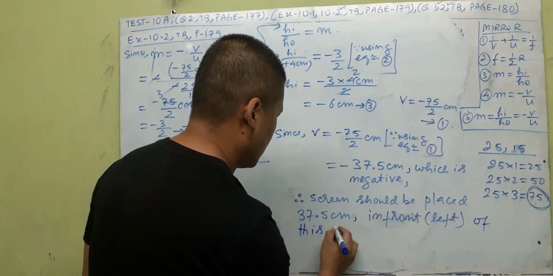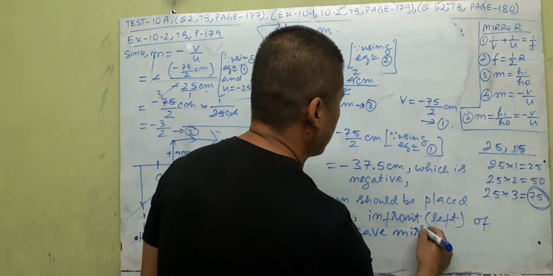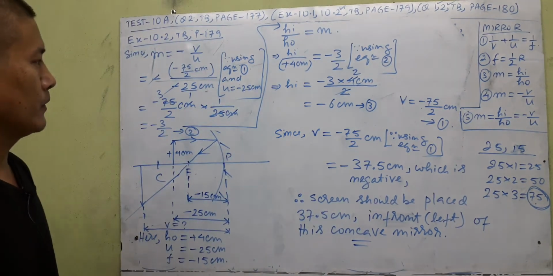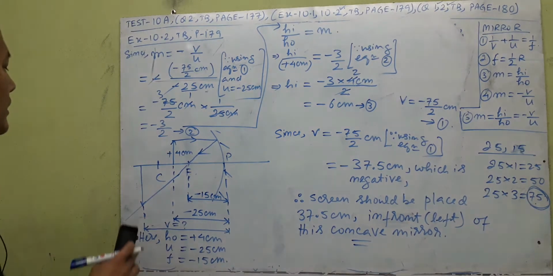this particular concave mirror. We know that the mirror was concave, as mentioned in the beginning. First answer. Then go back to the question. Find the nature and size of the image. So let us do the nature.